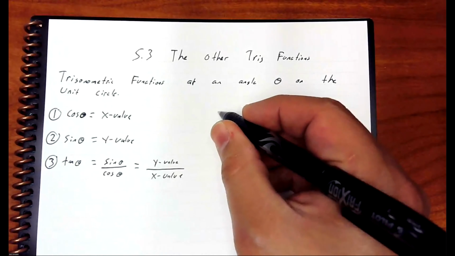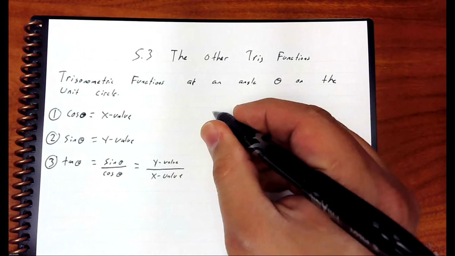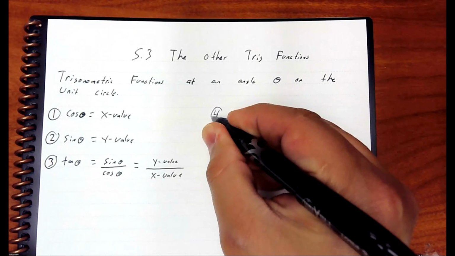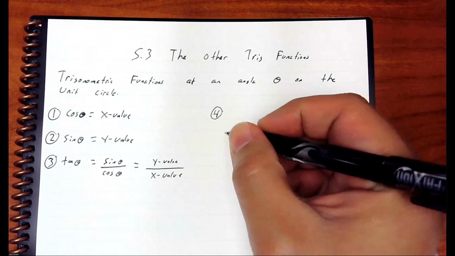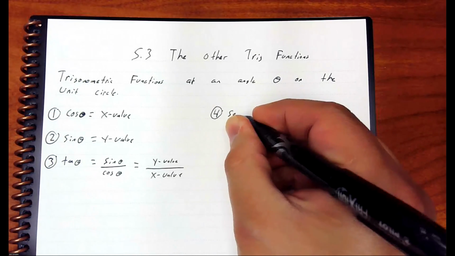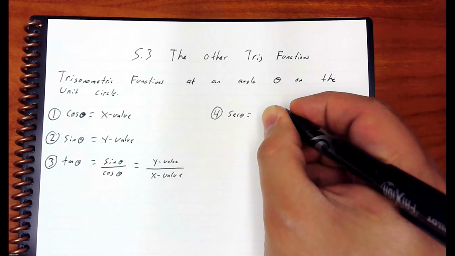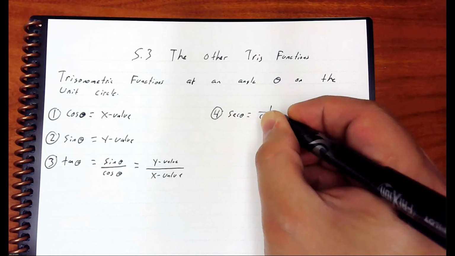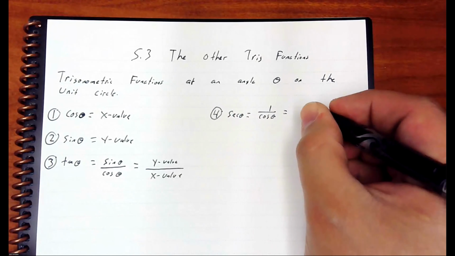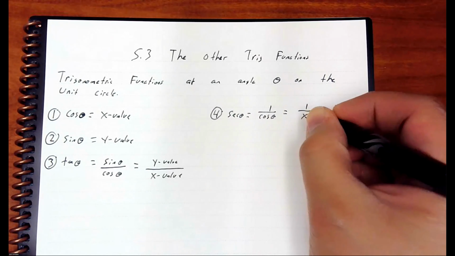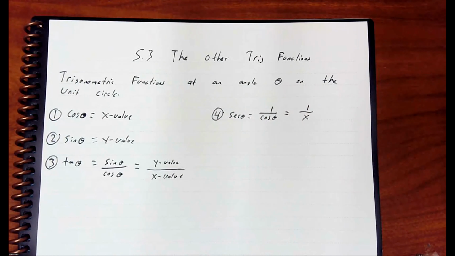Now the other 3, there's 6 trig functions, are basically just reciprocals of the originals. So the 4th one, secant theta, is equal to 1 over cosine, which is equal to 1 over the x value. So you see how it's not really a new one, it's just a reciprocal of cosine. Okay, let's flip it over.